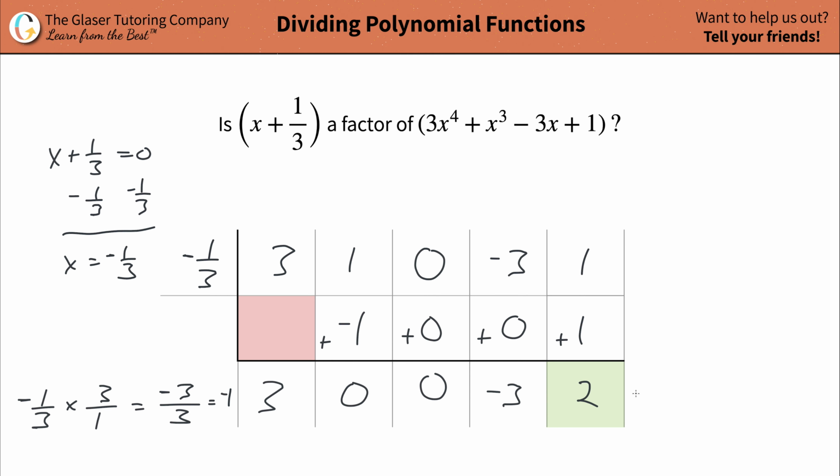Now, this is the all-important box. That's why it's highlighted in green. That represents your remainder. If this value is 0, that means that there is no remainder, and therefore this would be a factor. But if this value is anything other than 0, like, oh, I don't know, 2, well then what I know is that this is now not a factor of this polynomial function. So the answer is no. It's as simple as that.